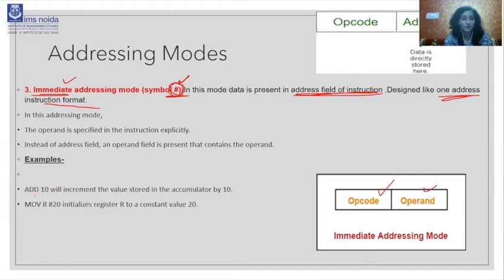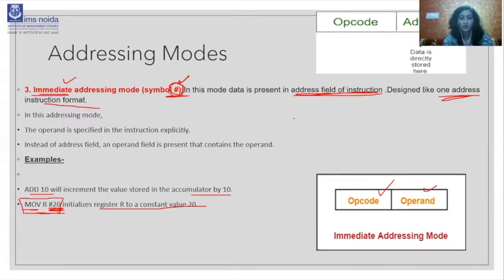Let's see the example. Suppose ADD 10. ADD 10 will increment the value stored in the accumulator by 10. Or we can say MOV R #20 initializes the register R to a constant value 20. What do you mean by this? When I write MOV R #20, the hash 20 means you have to do the immediate operation. You have to move immediate 20 into R, right?